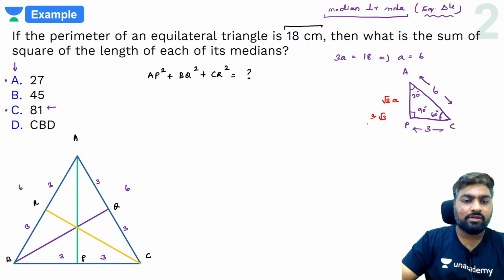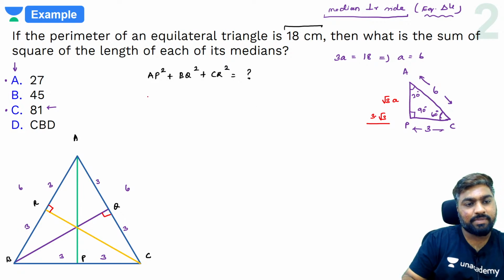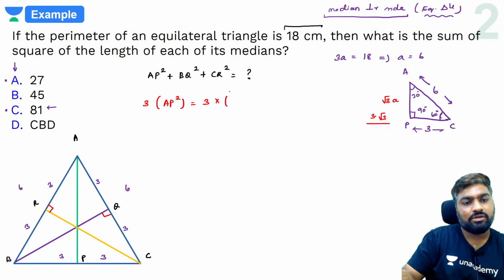AP, if AP, this entire thing, is 3 root 3. Same way, if you try with BQ, here what will it become? Perpendicular. CR also here becomes perpendicular. Right? So you will get what? AP square plus BQ square plus CR square is the same, so this becomes 3 times AP square. That's nothing but 3 into 3 root 3 square.